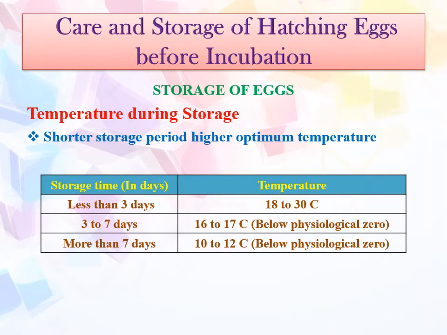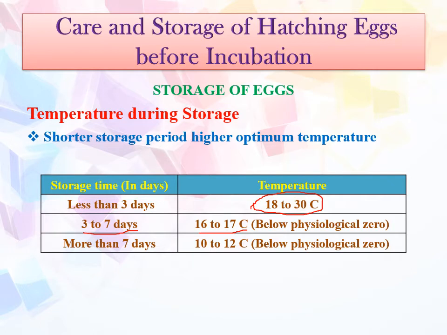So here you can see, as I said, generally the hatchery stores eggs only for 12 to 24 hours. The eggs are stored in the storage room at around 18 to 30, but normally at 25 to 30 degrees centigrade. But if there is any technical fault and you have to store the eggs for around 3 to 7 days, they should be stored at 16 to 17 degrees. It means below the physiological zero temperature.